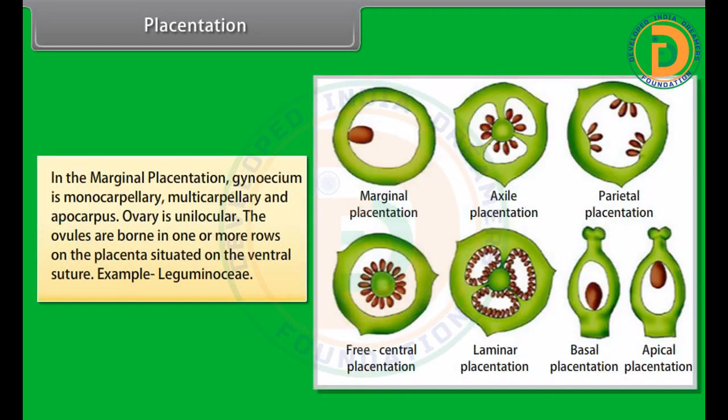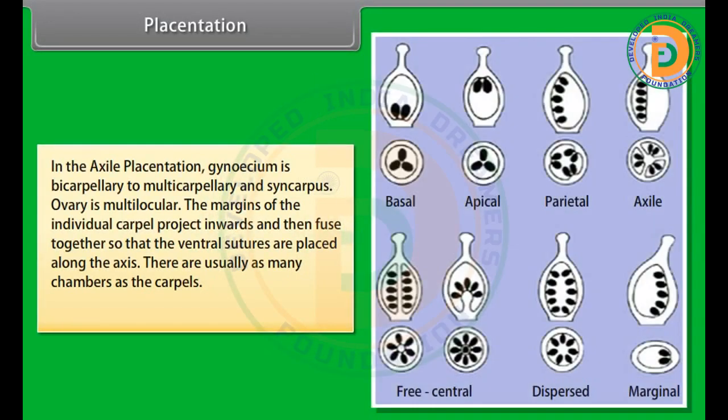In the marginal placentation, gynoecium is monocarpellary, and apocarpous. Ovary is unilocular. The ovules are borne in one or more rows on the placenta situated on the ventral suture. Example, Leguminosae. In the axile placentation, gynoecium is bicarpellary to multicarpellary and syncarpous.